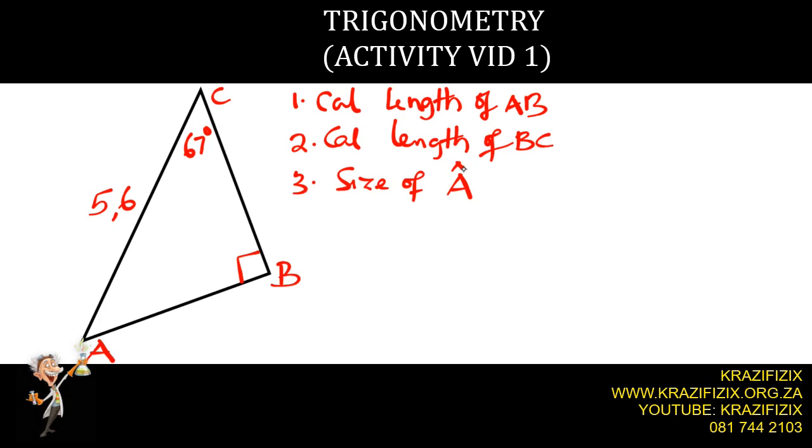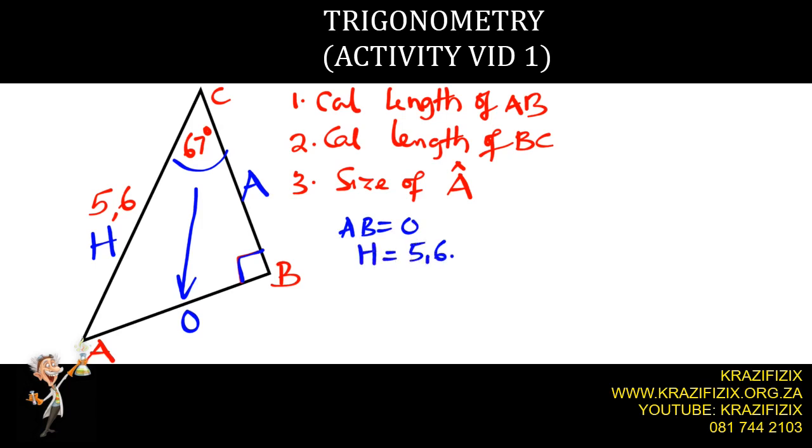Now if we look at the angle we are given, that's where you start from. The side opposite becomes my opposite. The side opposite the right angle becomes my hypotenuse. And then you have that. So let's check. AB. Do you notice that AB is opposite? And what other side do we have? We have our hypotenuse, which is 5,6. And that's our AC.